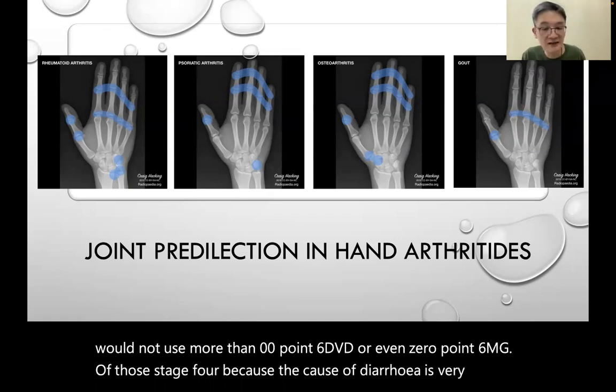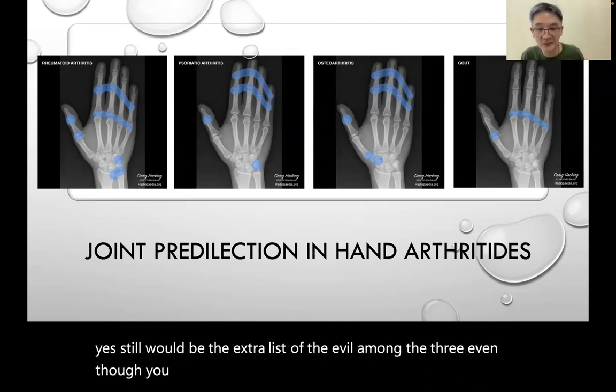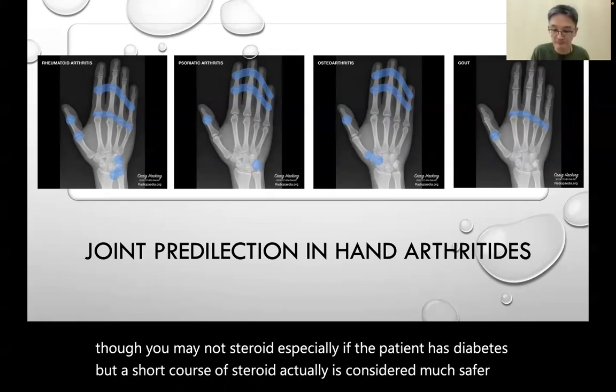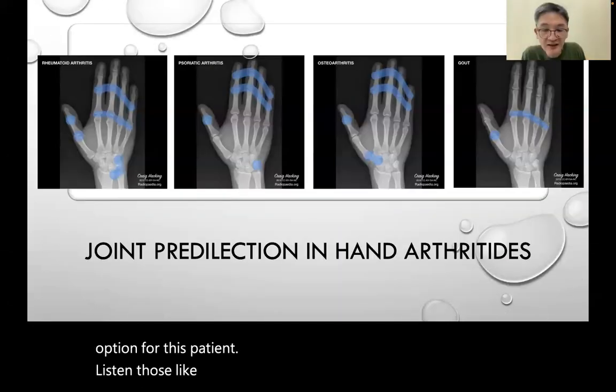Yes, steroid will actually be the least of the evil among the three, even though you may not like steroid, especially if the patient has diabetes. But a short course of steroid is considered a much safer option for this patient. And what's the dose like? The dosage, in order to reduce the acute joint pain.